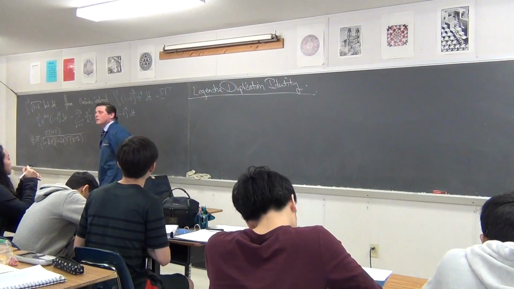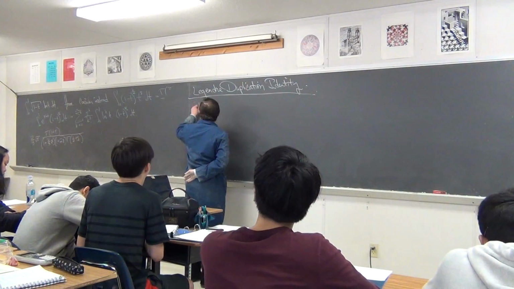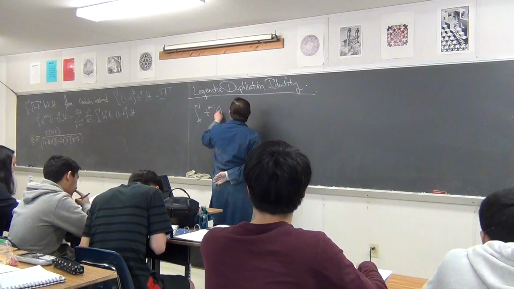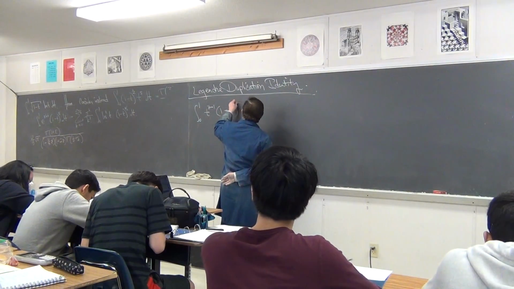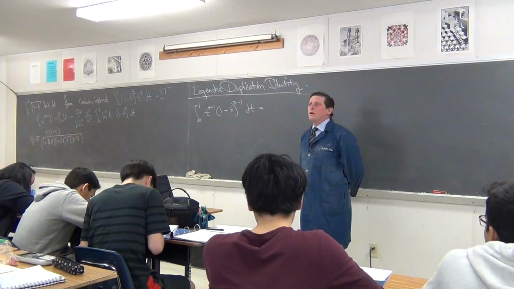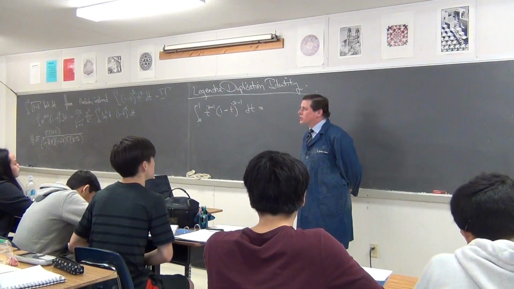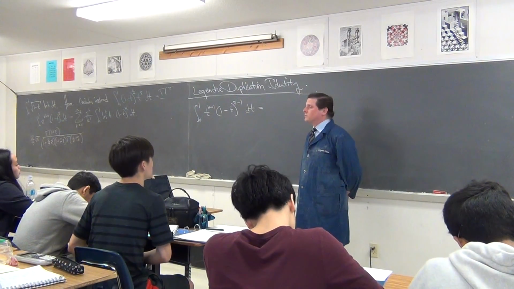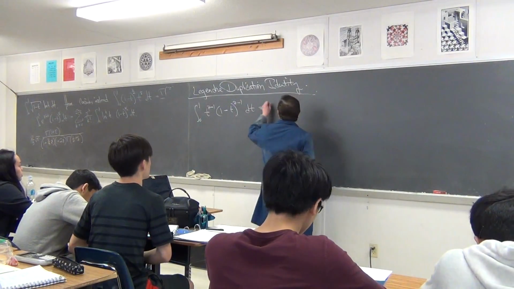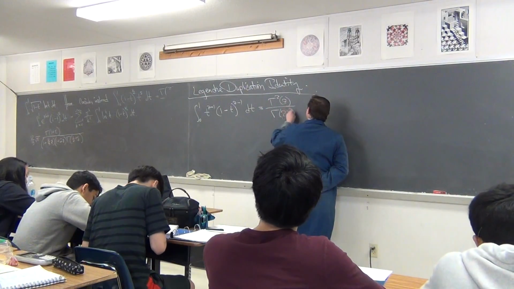I'm going to begin with the integral from 0 to 1 of t to the z minus 1, 1 minus t to the z minus 1, dt. Now you guys tell me, what will that equal in terms of the beta function or in terms of the gamma function? That's right. Gamma squared of z over gamma of 2z.